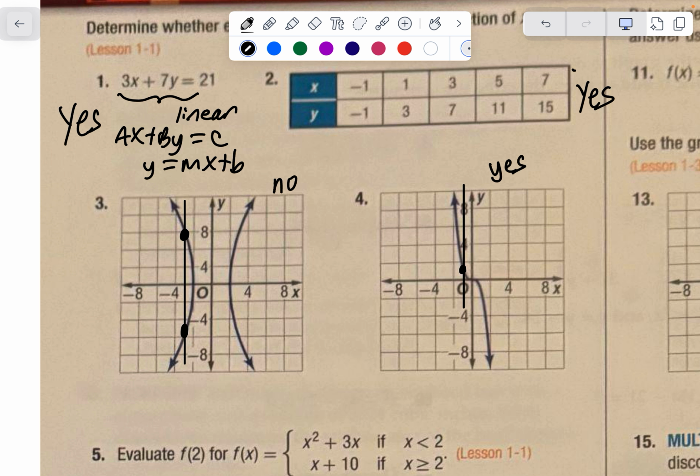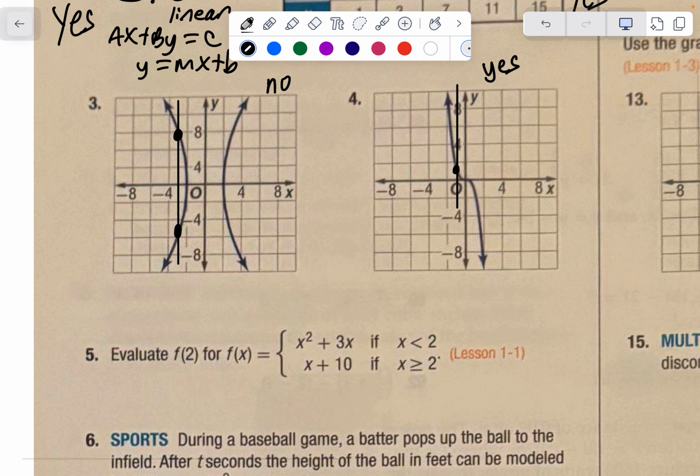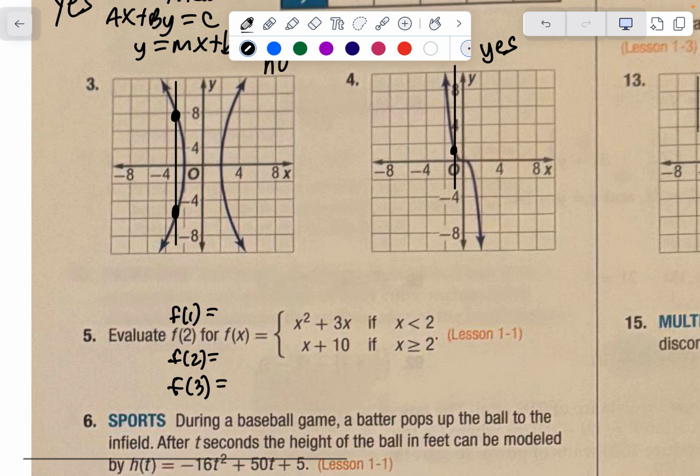Yes. Okay. Now, the next thing we're talking about is piecewise functions. You will need to plug into a piecewise function, okay? So I'm going to add a little bit to this. Let's find f of 1, f of 2, and let's do f of 3. Okay? Now it depends on what value you're looking at as to where you plug it in.